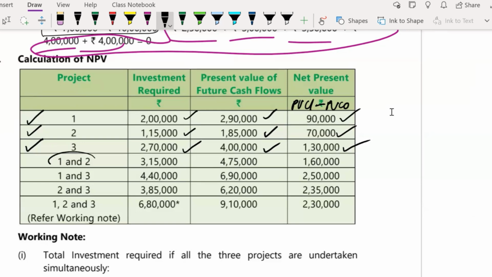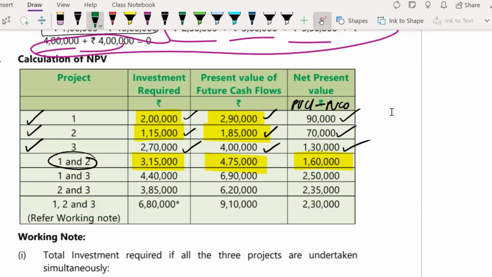Now, if you undertake project 1 and 2 together, here there are no economies of scale. So directly whatever you are getting, you will take it up. Okay, so investment will be 2 lakh plus 1,15,000, 3,15,000. Cash inflow will be 2,90,000 plus 1,85,000, which is 4,75,000. And then you will find out your NPV as usual, which is 1,60,000.